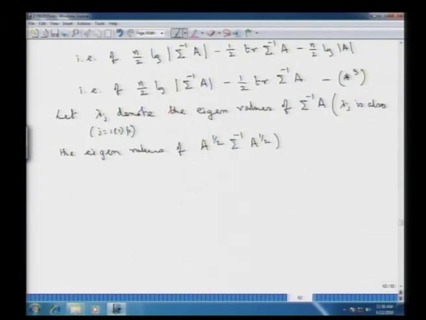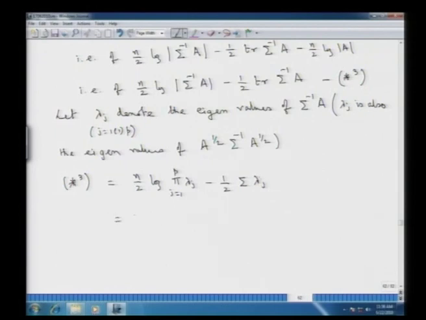Now, if lambda j's are the eigenvalues, j equal to 1 to p, of the sigma inverse A matrix, then this star 3 is equal to n by 2 log of, now the determinant of this particular matrix would be the product of the respective eigenvalues. So it is the product for j equal to 1 up to p of lambda j, this minus half. Now, the trace of sigma inverse A would be just the sum of these eigenvalues, lambda j.